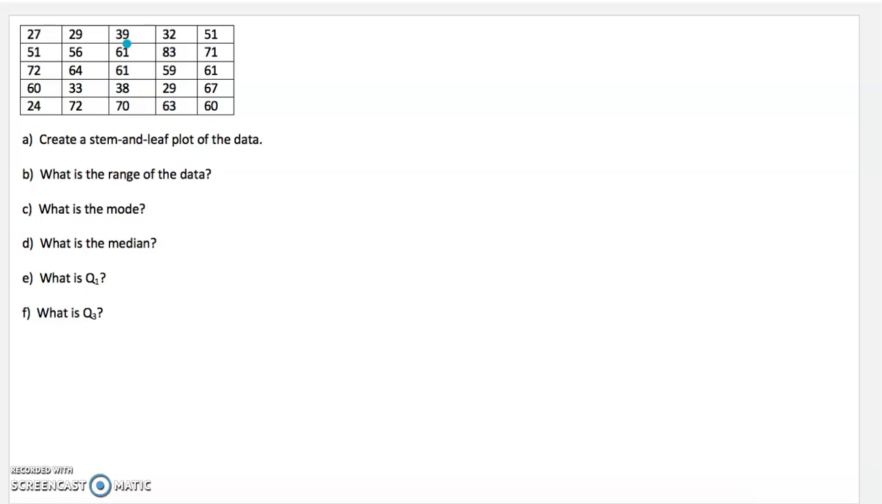So if I asked you to tell me what the greatest number was, or what the least number was, or what's the mode, it's hard to tell from that. You could figure it out, but it would probably take you a while to do it. So what we're going to do is take this data and put it into something called a stem and leaf plot. So the first thing I want to do is put these numbers in order from least to greatest. So let's do that.